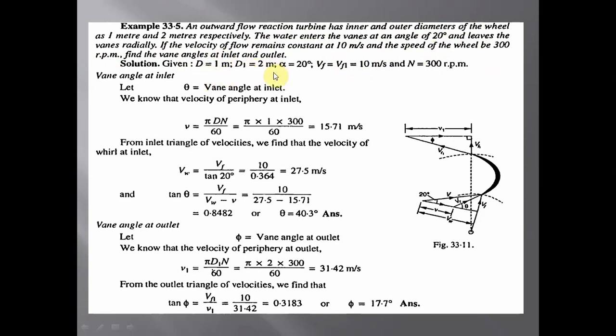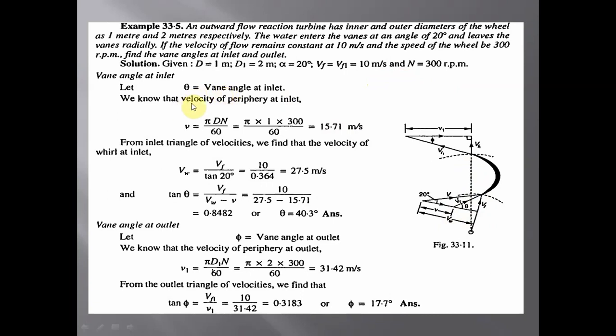D1 is equal to 1 meter, D2 is equal to 2 meters, alpha is 20 degrees, Vf1 is 10 meters per second, and N is equal to 300 rpm. Okay, so this is the velocity triangle, inlet and outlet. Let theta be the angle at inlet.